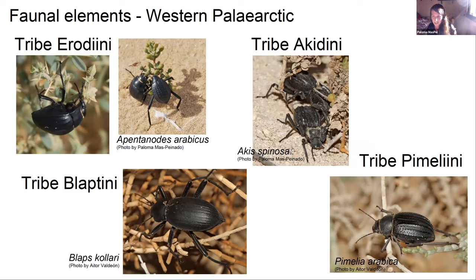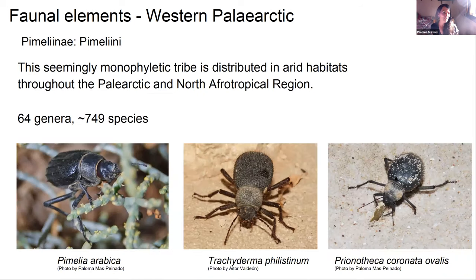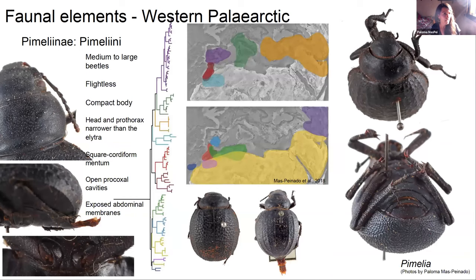But now we move on to the tribe that I love, the tribe Pimeliini. This tribe includes 64 genera with 749 species and is distributed throughout the Palearctic and also the North Afrotropical region, characterized by a medium to large size, a compact body, the head and the pronotum narrower than the elytra, and a square cordiform mentum, but also with open procoxal cavities and exposed abdominal membranes. And these characters are really strange within Pimeliinae, as Aaron told you yesterday.